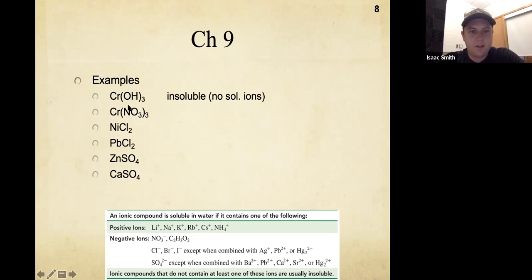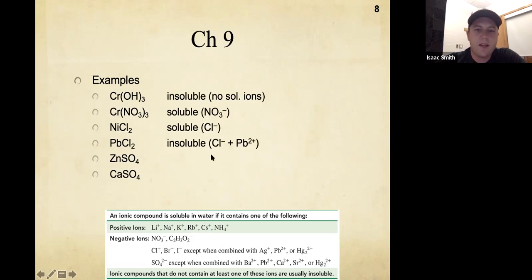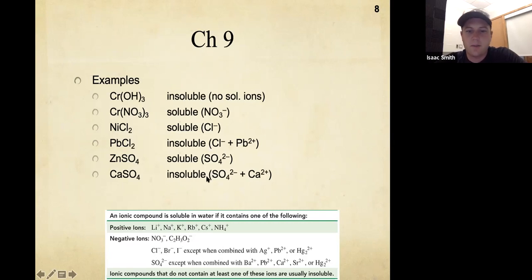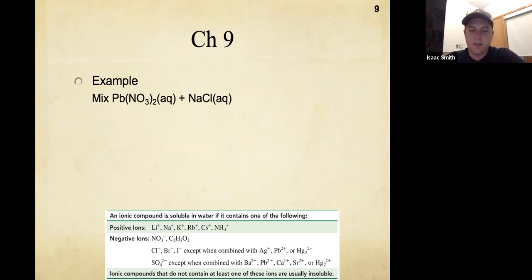Chromium nitrate. Nitrate is soluble, so that one is soluble. Nickel chloride. Chloride is soluble, except with a few exceptions, but those don't apply here because it's nickel, so it's soluble. Anyway, you can go through and practice some of these, but those are some examples for solubility.